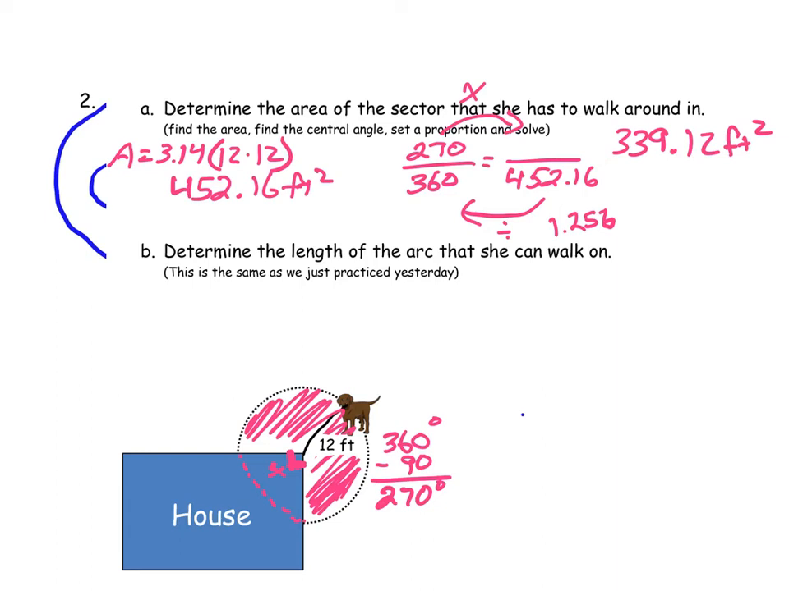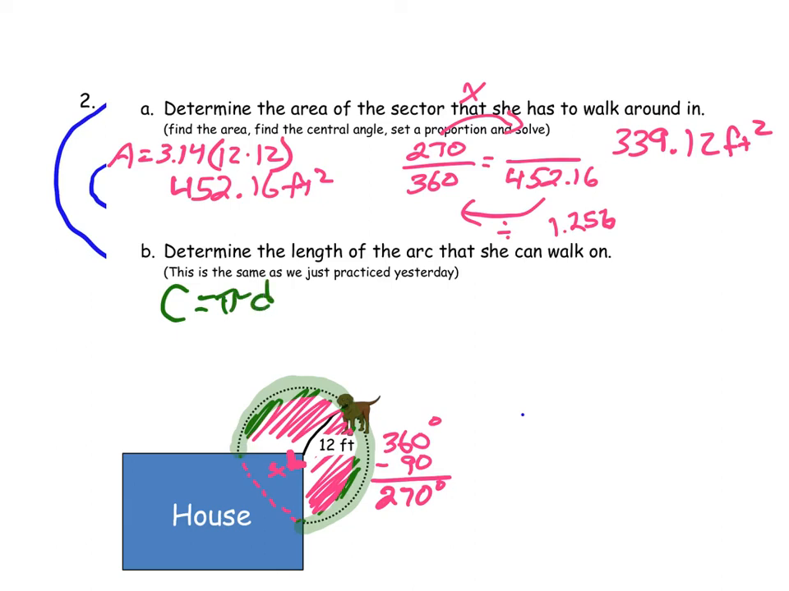Then it says determine the length of the arc. So this goes back to what we learned yesterday. The length of the arc really talks about if the dog's walking on the end of its leash, this green highlighted area. Well, that goes back to the idea of perimeter. So you need to find the circumference. Circumference is the same thing as perimeter of a circle. C equals pi times d.